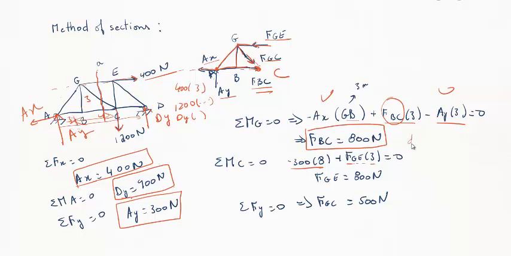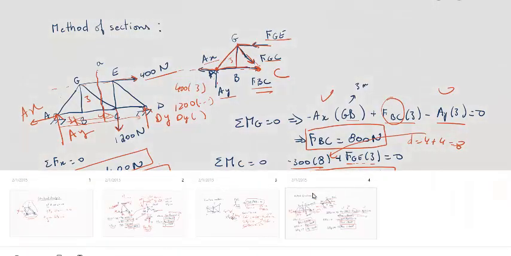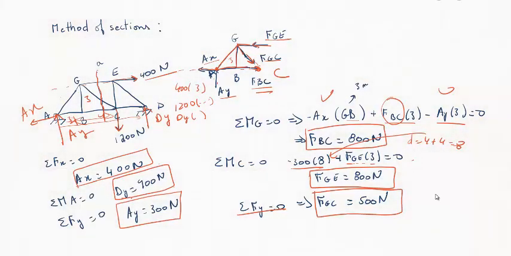So the distance is 4 plus 4. This is where I got this number. And FGE times 3. This is going to be the 0. We get FGE to be 800 newtons. And finally, final step, we can sum the forces about Y is 0. The only unknown now we have is FGC. We can get it to be 500 newtons.